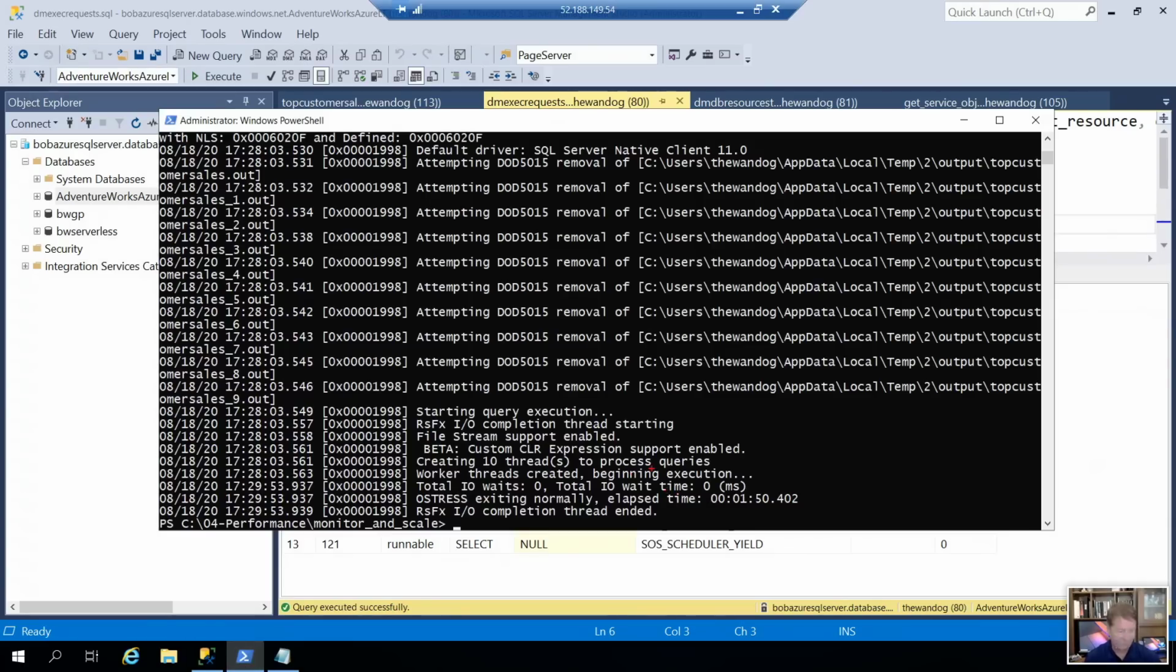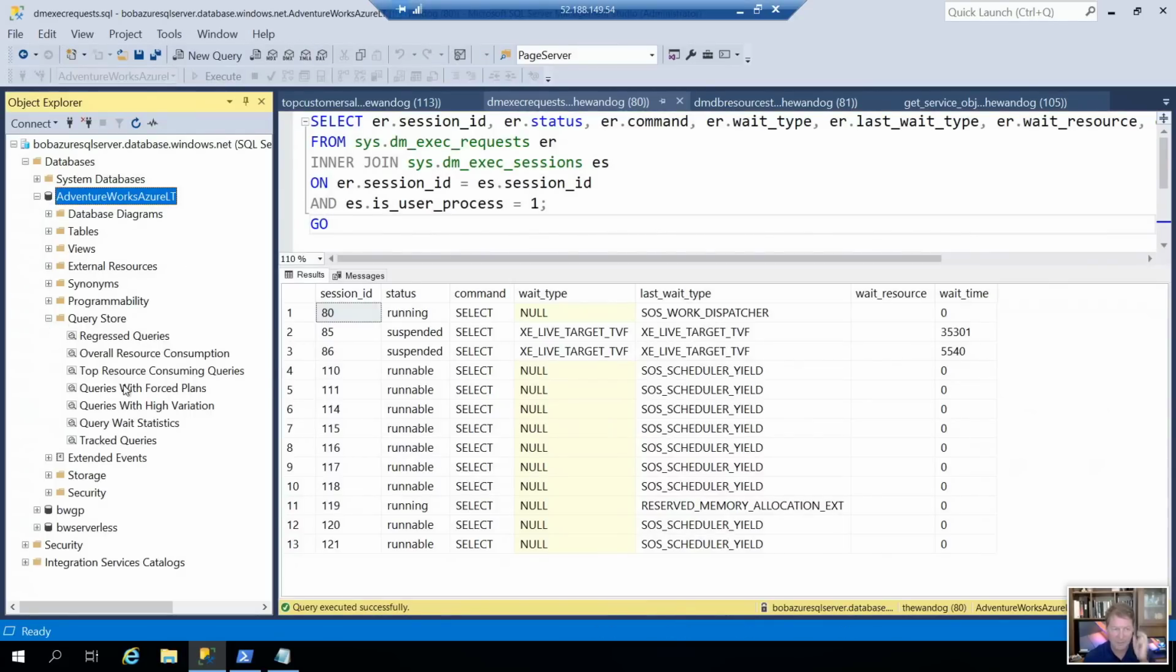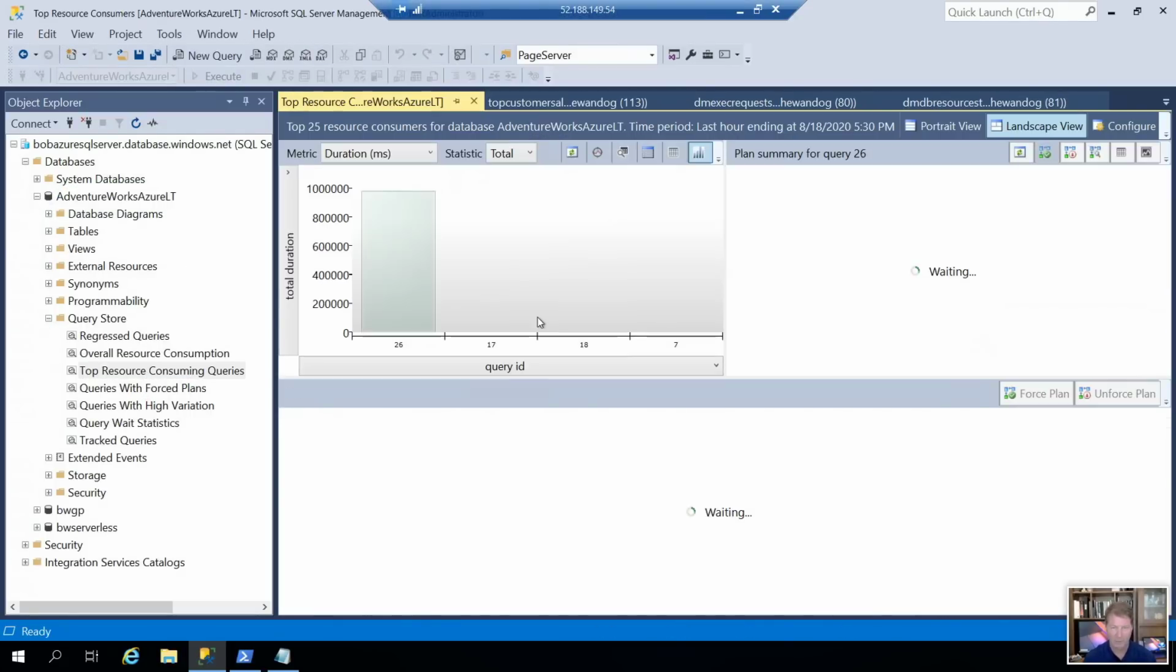And if you look here, it finished in 1 minute and 50 seconds, which I don't know if that's bad or good. But let me go poke a little bit more at the query store. So I'm going to go over here. I'm going to look at query store and look at top resource consuming queries.